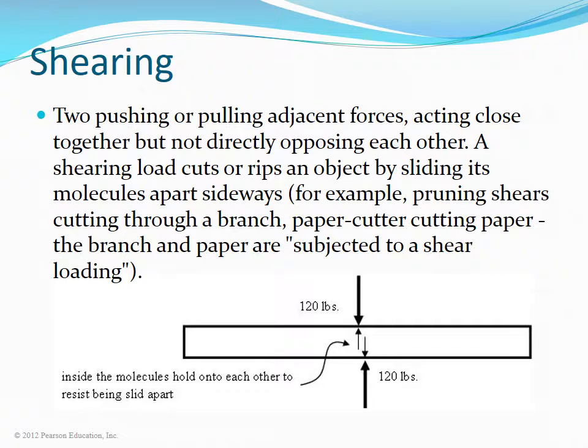Shearing occurs when there are 2 pushing or pulling forces acting close together but not directly opposing each other. A shearing load cuts or rips an object by sliding its molecules apart sideways. For example, pruning shears cutting through a branch, a paper cutter cutting through paper. The branch and paper are subjected to a shear loading.